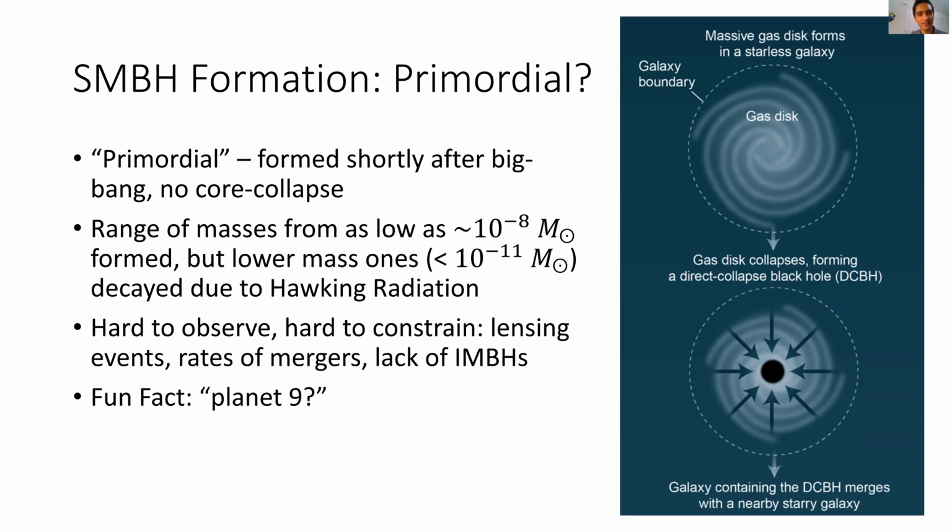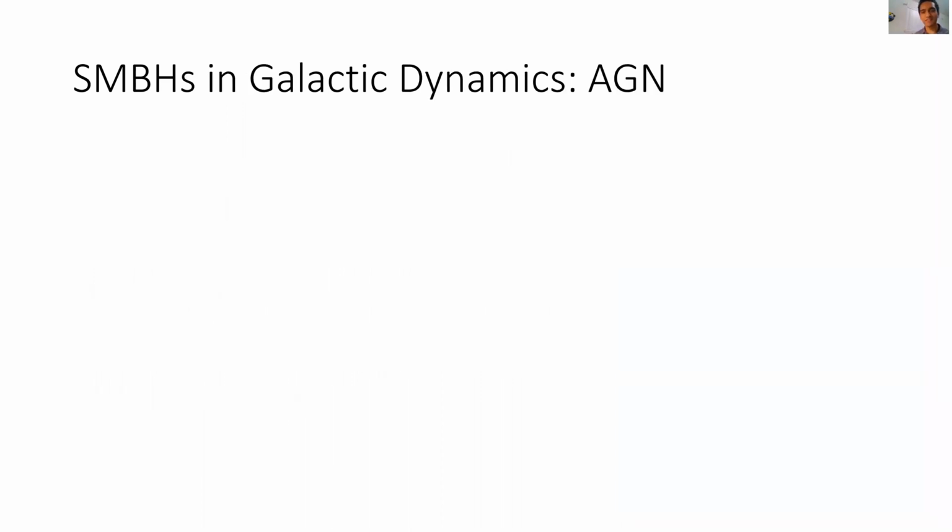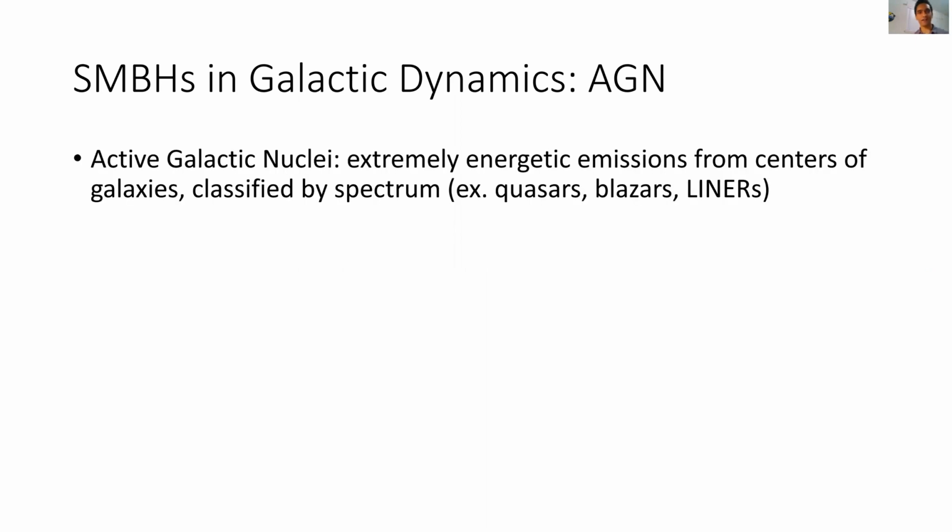Okay, so next, now that we have at least maybe some idea of ways that the supermassive black holes could form, I want to start talking about their role in galactic dynamics. The first thing is these active galactic nuclei. This is a bit of a historical approach. Active galactic nuclei were one of the reasons that people first thought that supermassive black holes would exist.